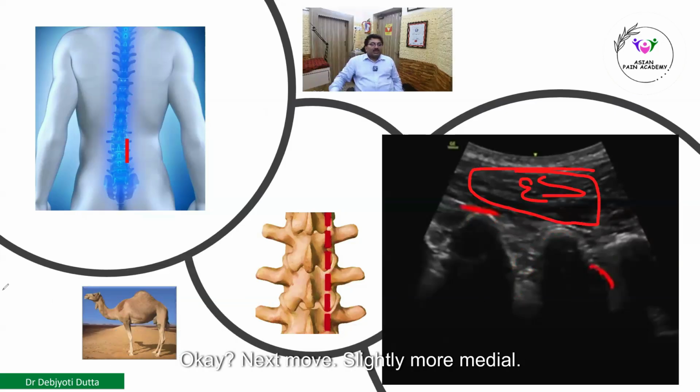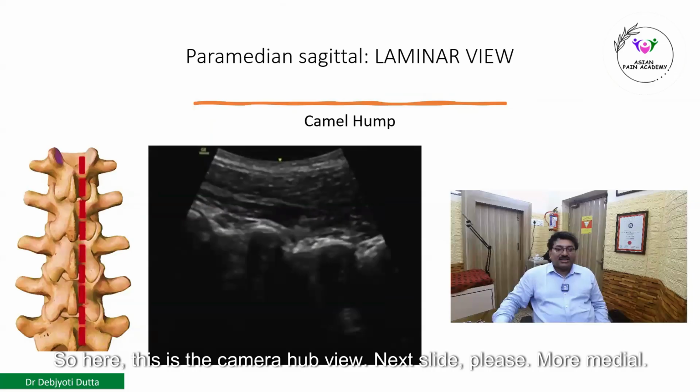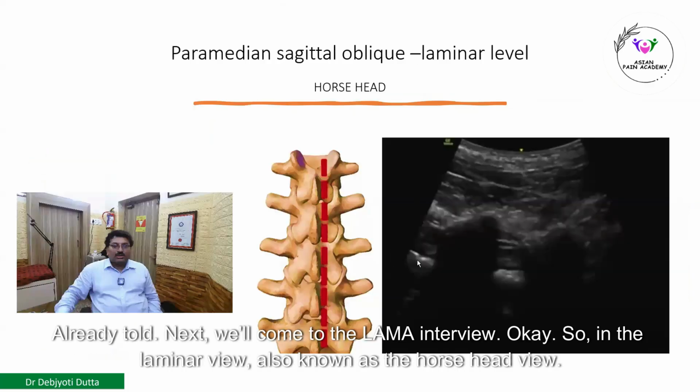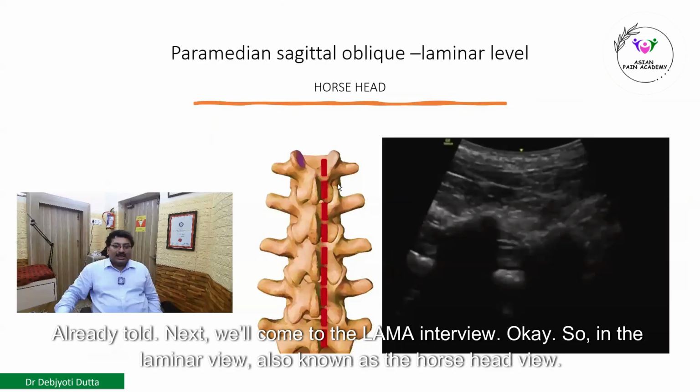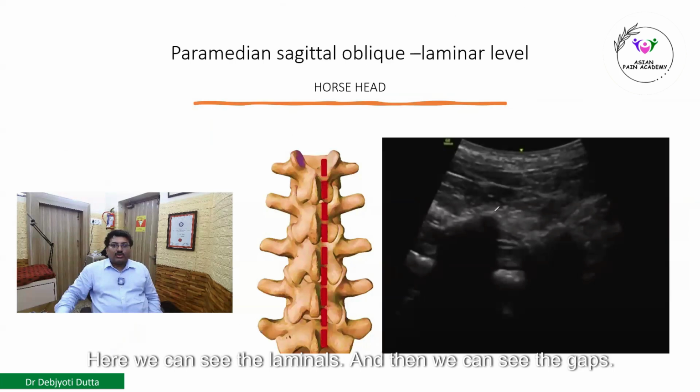Okay. Next move, slightly more medial. So this is the camel hump view. Next, slightly more medial, already told. Next, we'll come to the laminar view. Okay. So in the laminar view, also known as the horsehead view, here we can see the laminas, and then we can see the gaps.